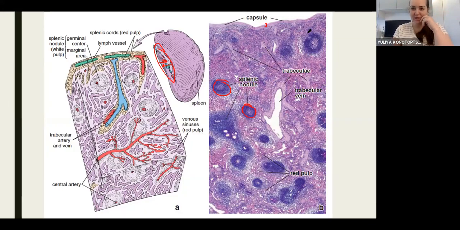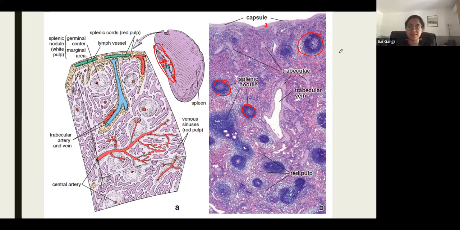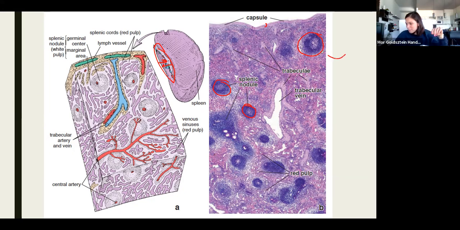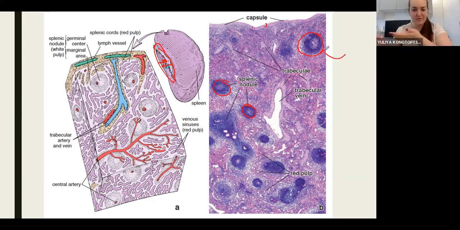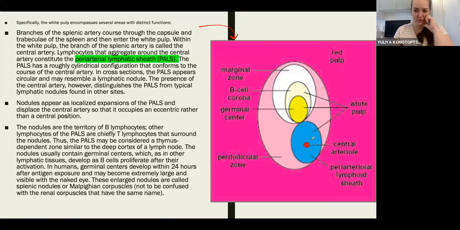So whenever you look at the white pulp, this is your white pulp. What does it look like? Secondary lymph nodule. Perfect. It looks like a secondary nodule. So how do I know if it is a white pulp or a secondary nodule? They always ask this. Look for a blood vessel. White pulp will always have a blood vessel in it. Always. Secondary nodules do not have blood vessels in them.